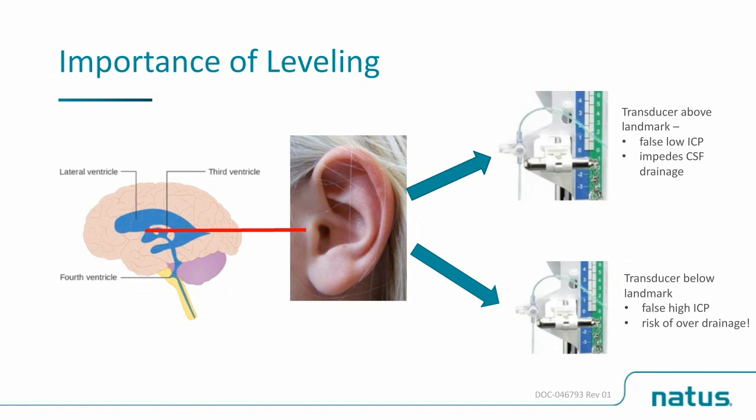Proper leveling is important for drainage too. We don't want to drain too much or too little. If the transducer is well below the anatomical landmark, then there is risk of overdrainage, which can lead to serious complications such as collapsing of the ventricles and, in extreme cases, herniation. If it is above the landmark, this impedes drainage, and intracranial hypertension may go undetected.